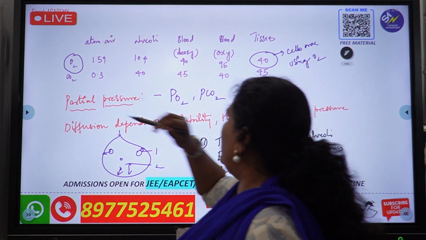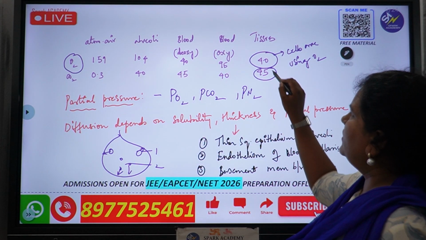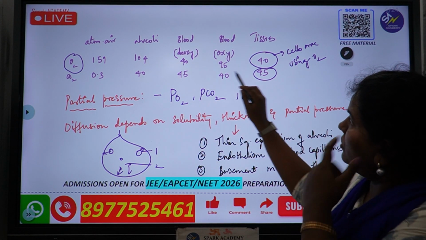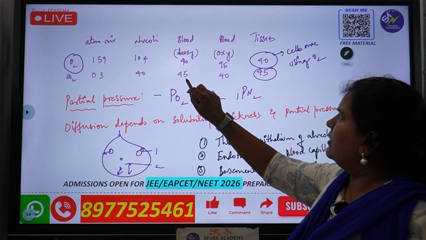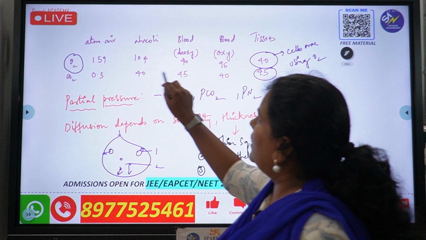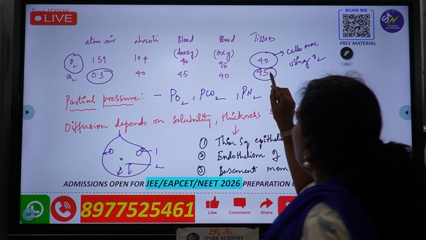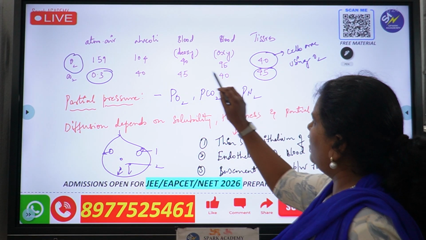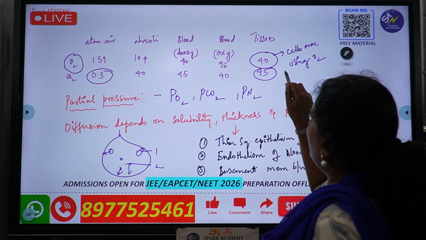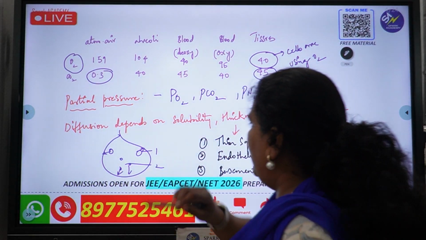Then we come to carbon dioxide. Where is carbon dioxide formed? Carbon dioxide is formed in the tissue. Let's see the numbers from tissue. When it enters the blood, it becomes deoxygenated and the amount is 45. From there when it is going out, it is 0.3. Again you can see the partial pressure is decreasing. And why is it decreasing? Because of this difference only, carbon dioxide is able to move from tissues to outside, right?